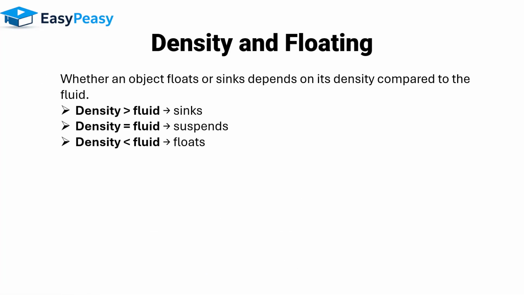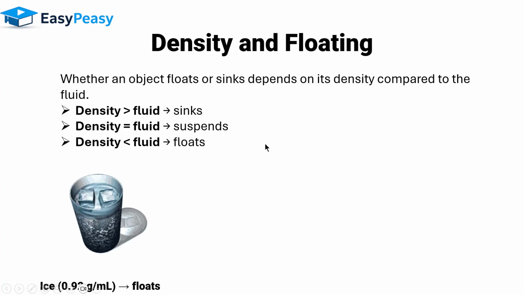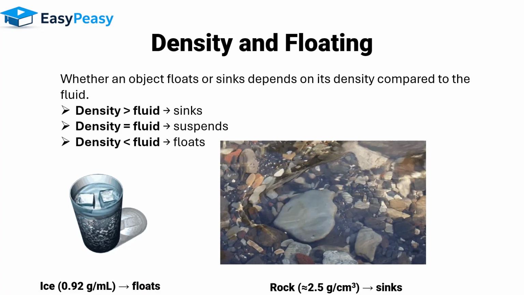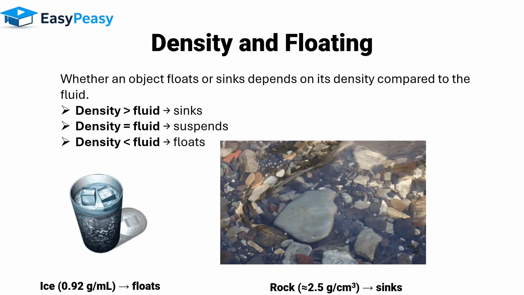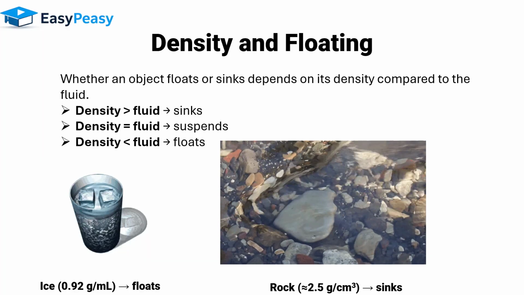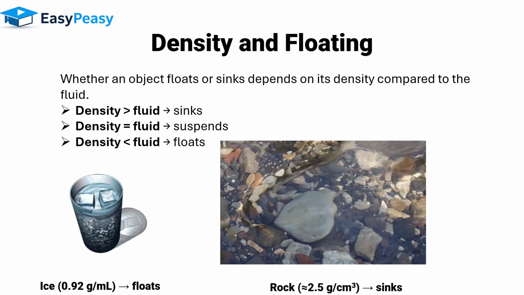Now, density and floating have direct connections with each other. If the density of the substance is more than a fluid, it will sink. If the density of the substance is equal to the fluid, it will suspend. Or if the density of the substance is less than the fluid density, then it will float on it. For example, ice floats in water because ice density is 0.92 grams per ml and water density is 1. And if we compare it with rocks, rock density is 2.5 and it is greater than 1, so rocks are going to sink in the water.